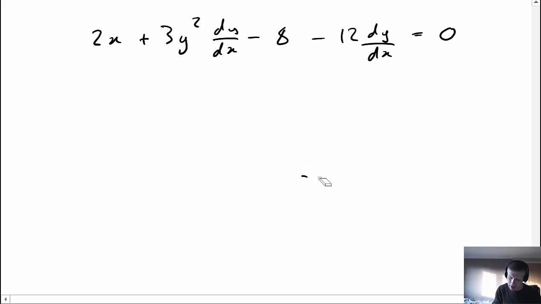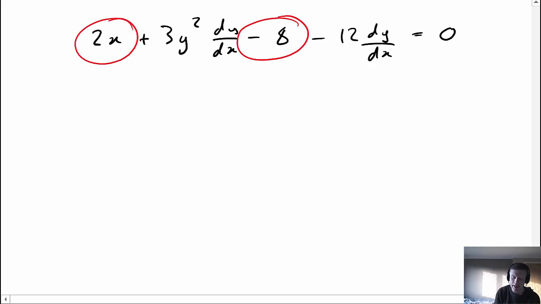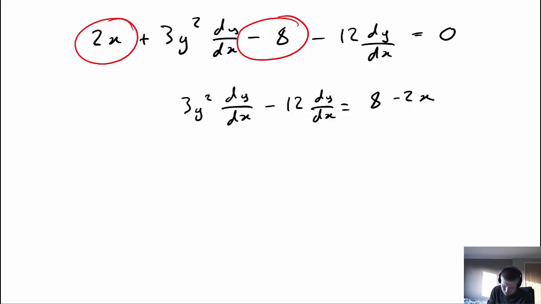So in other words, I need to just try and rearrange this, so I just get dy by dx on its own. So let's first of all start by taking everything which isn't dy by dx over the other side. So I can see I've got a minus 8 here, and then 2x here. So let's take the 8 over the other side. So I'm basically left with 3y squared dy by dx minus 12 dy by dx. Let's take the 8 over the other side, and let's take the 2x over the other side, so it becomes 8 minus 2x. That's all I've just done, just taken them over the other side, okay? So plus 8 and minus 2x.